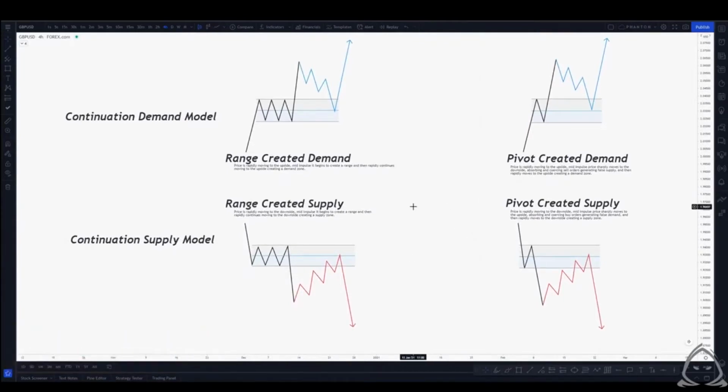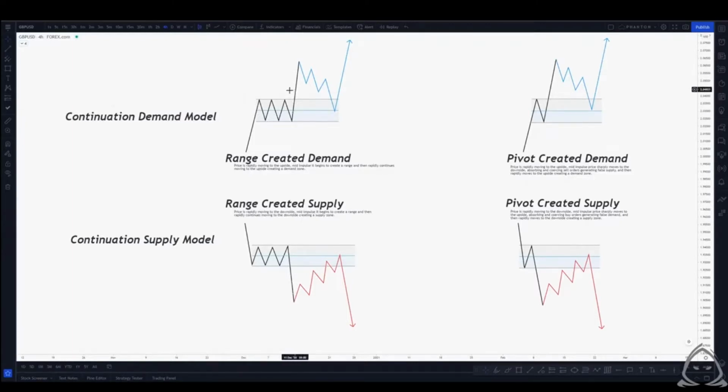Now, building on what we learned of the creation of zones in the first video, we're going to be looking at the continuation of demand and supply using ranges. If we're looking at continuation patterns using these models, what we would see for a continuation demand model would be an impulsive move to the upside. We'd be seeing a market moving to the upside. We would see that range being created, that sideways price action. We would then see price expand out of that range rapidly.